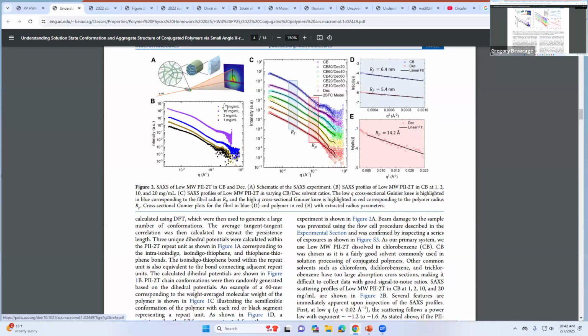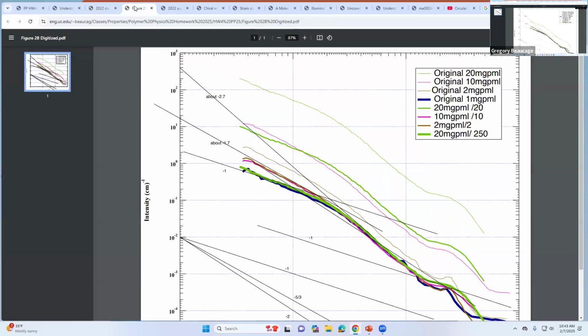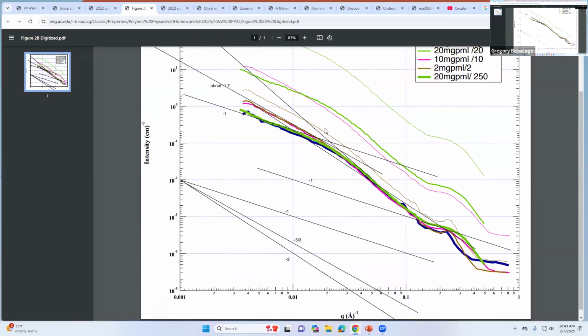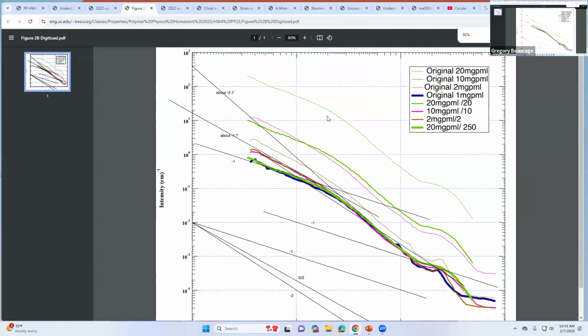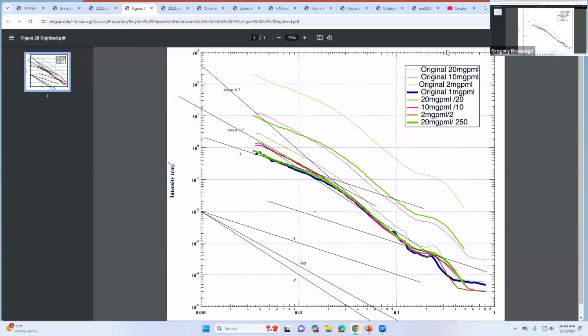So they run their samples based on that, 20 to 1 mg per ml. So the game here is that once you reach overlap concentration, we should see screening at the low end, so the curves should change, right? So if you take that plot and then digitize it, and then divide them by the concentration, they get a pretty good story with that.